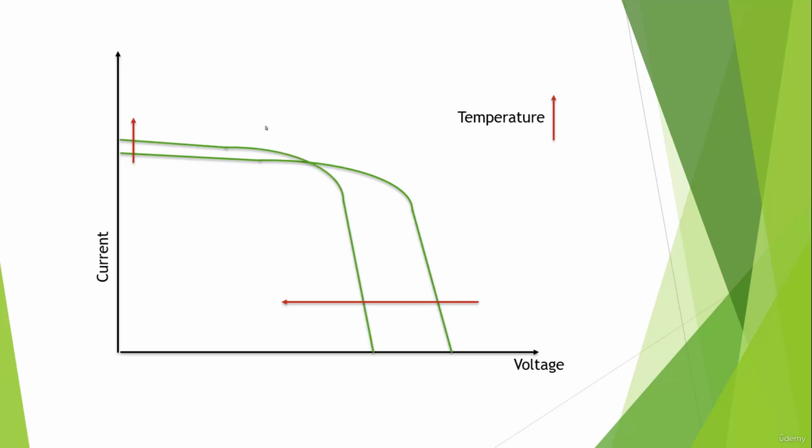And with higher temperature, a higher reduction in the voltage is going to come, and a higher increase in current is going to come.